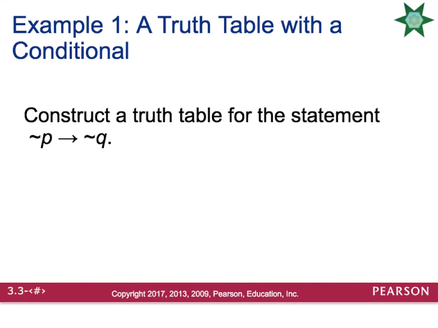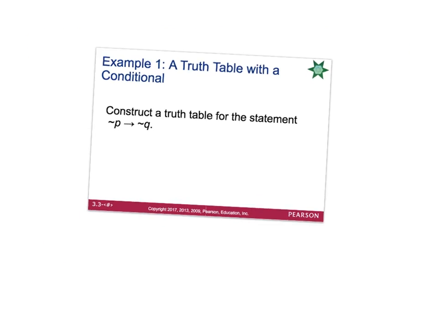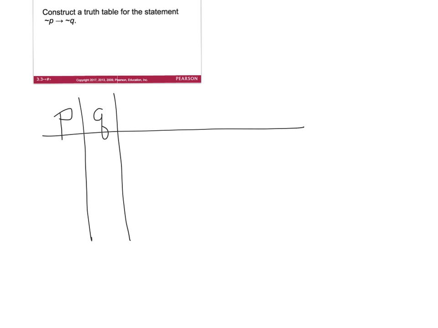Construct a truth table for the statement: not P, if not P, then not Q. So I'm going to scoot this out of the way. First thing we need to do is make our generic P column and our generic Q column. Since there's only two statements, there are only going to be 4 possibilities. If you fill the P column in first, you'll have true, true, false, false. And your Q column will be true, false, true, false.